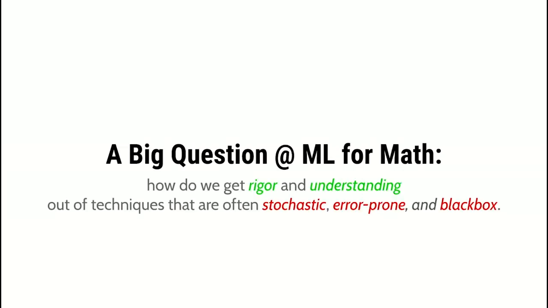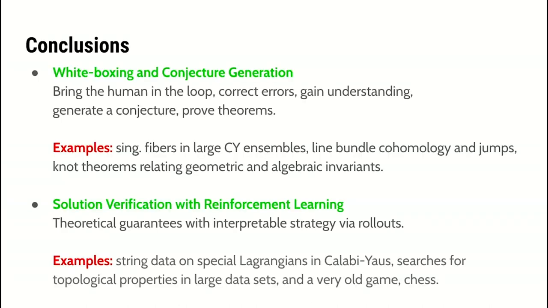So I think a big question at ML for math, which is what this meeting is about, and the pipelines and the big questions are things that hopefully we'll discuss. But a central one is, given that rigor and understanding are so central to math, how are we supposed to get rigorous results where we understand what's going on out of techniques that are stochastic, error-prone, and black box? So I gave you these two examples of white boxing and conjecture generation.